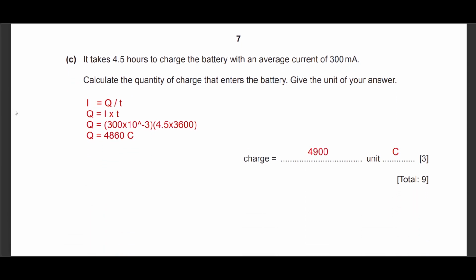It takes 4.5 hours to charge the battery with an average current of 300 milliamperes. Calculate the quantity of charge. So a very straightforward equation, which is I equals Q by t.